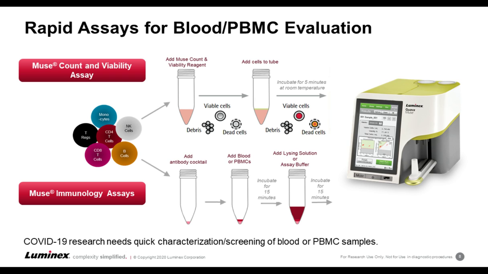So COVID-19 research can often require quick screening and characterization of blood and PBMC samples. So the assays of the Muse, which can be really valuable in this kind of work, are assays such as Muse count and viability assay and the Muse immunology assays. Both these assay types are very simple to perform, no-wash assays, and using dedicated reagent sets, which have been well validated, you can quickly obtain information on PBMCs or blood samples.